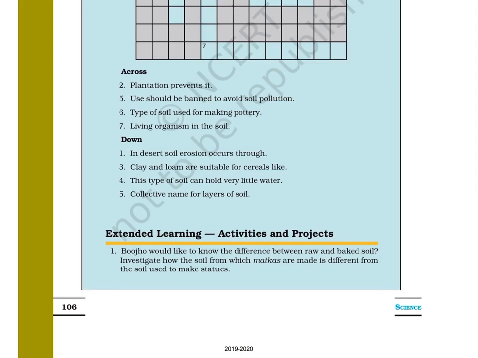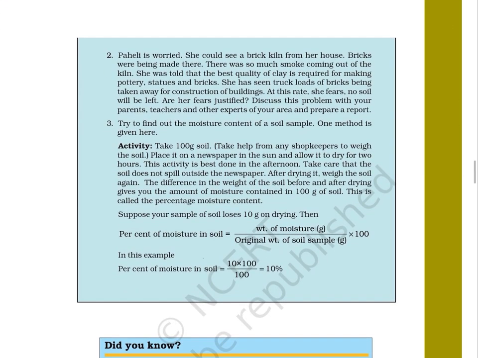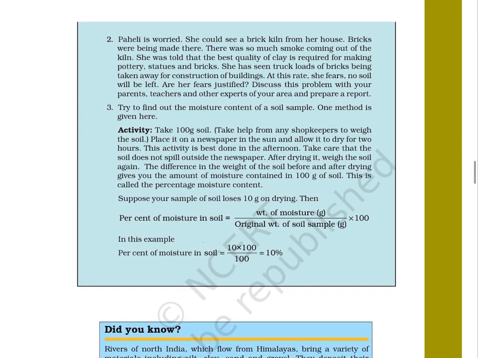Extended learning, activities and projects. 1. Bojo would like to know the difference between raw and baked soil. Investigate how the soil from which matkas are made is different from the soil used to make statues. Page 107. 2. Paheli is worried.